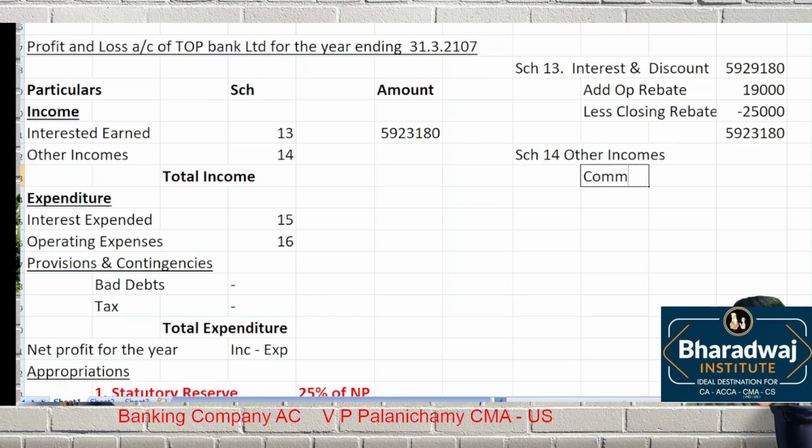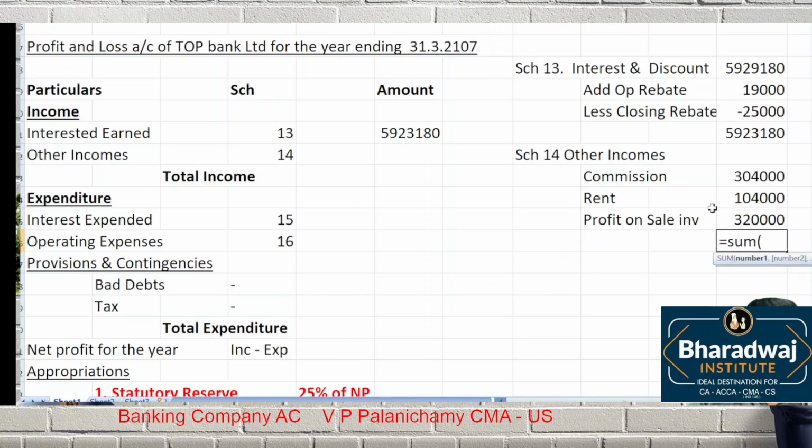Other incomes: commission earned, then what else? Rent received, then profit on sale of investments, then what else will come in 14? That's it.